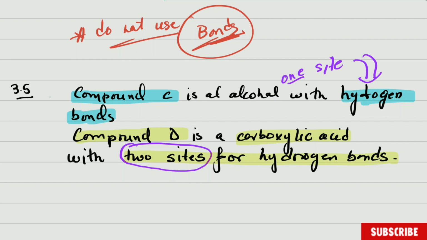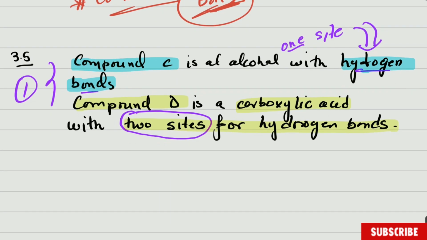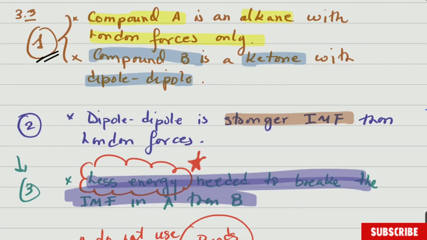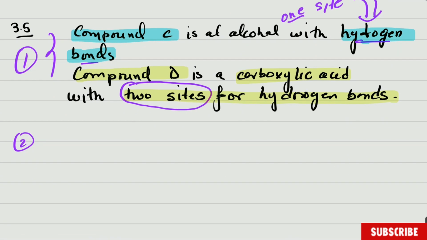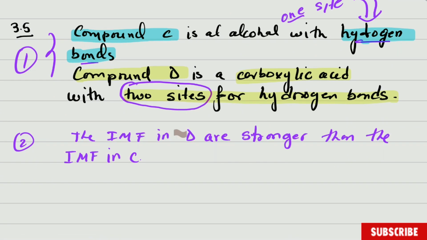So this is the first thing we did. We identify the type of intermolecular force, which is hydrogen bond in each case, but the difference is with the side you can form hydrogen bond. So saying that, then you have to come here and compare the intermolecular forces. The same as we did here. We speak which one is stronger. So the intermolecular forces in D are stronger than the intermolecular forces in C.